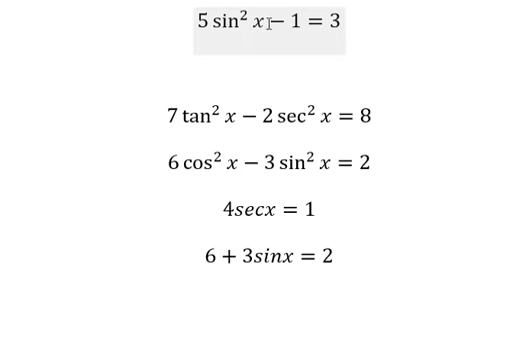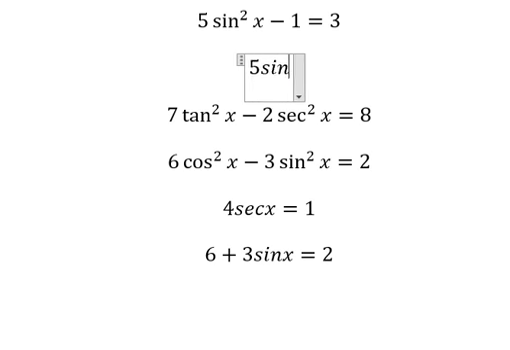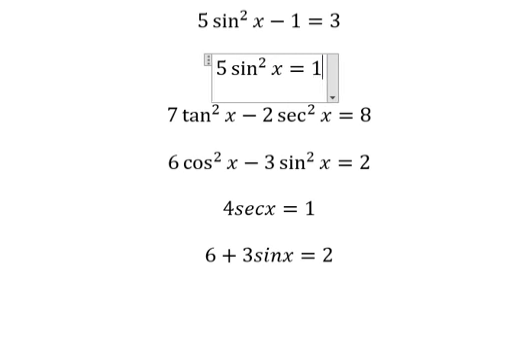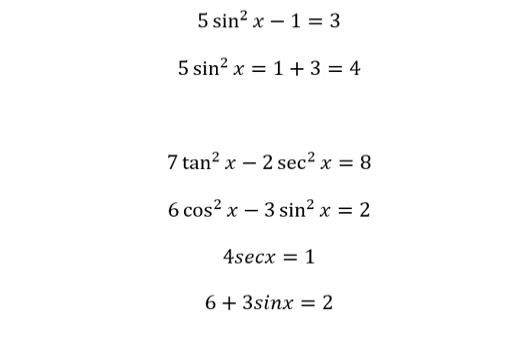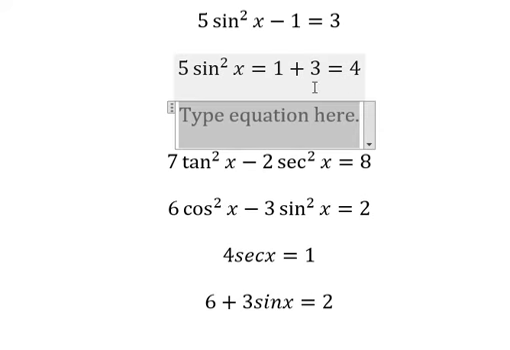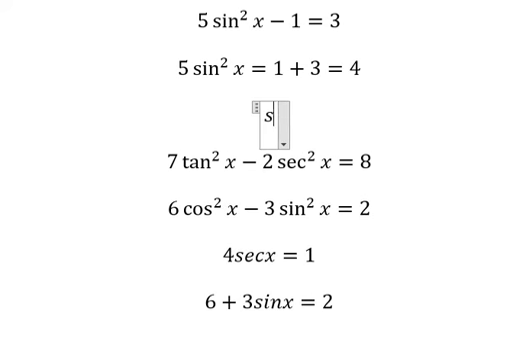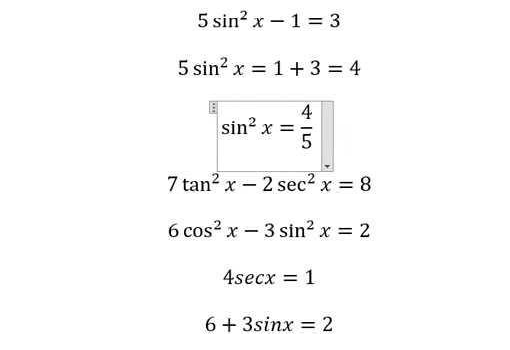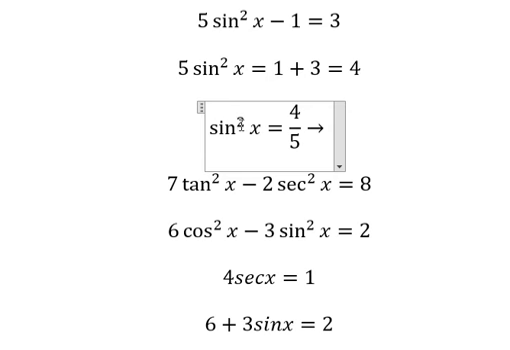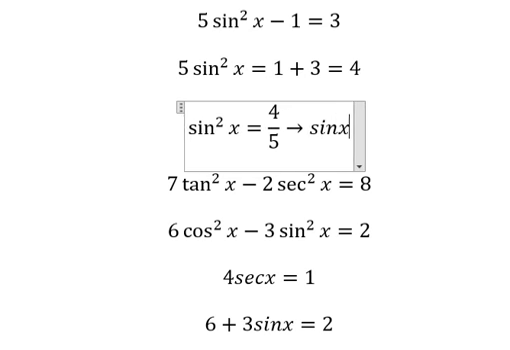Question number 1, we put negative number 1 on the right. So we got 5 sine x squared equal to 1 plus 3, and you got 4. Next, we divide both sides by number 5. We take the square root of both sides, so you got 2 solutions.